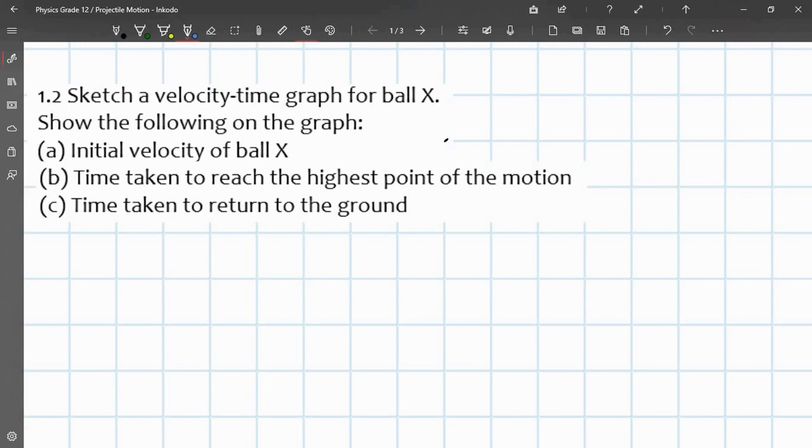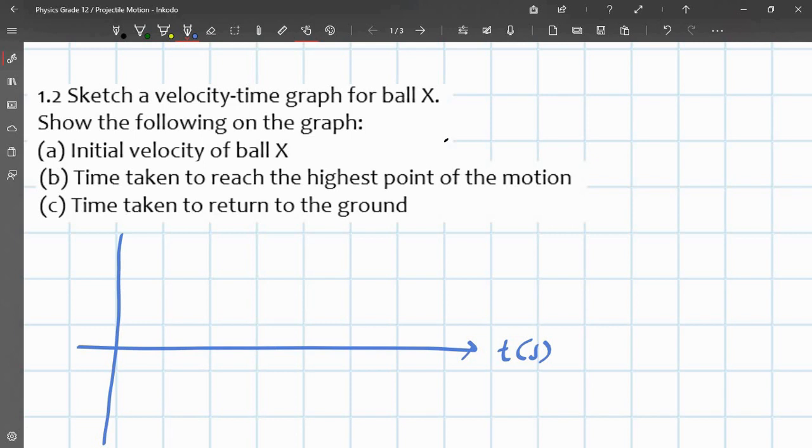Okay, so for a question like this, you just need to draw a graph like that. You just need to have that. They ask you for velocity time, so that means time is here, and velocity in meters per second is here. Okay. We know that, so basically that's all you have to do.